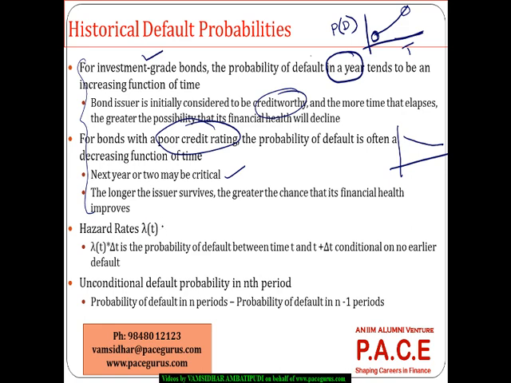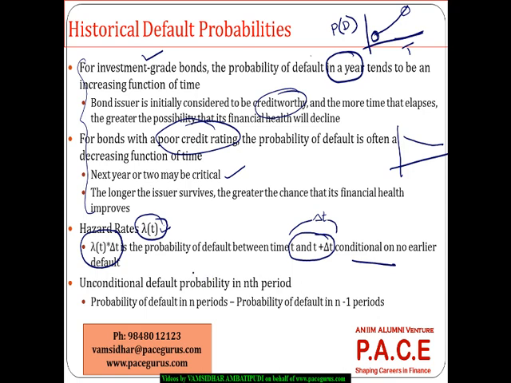Then, the hazard rate. If I have to introduce the hazard rate, generally represented by lambda t, it is selected in such a way that lambda t times delta t, which is the small time period, gives the probability of default of a particular company or bond between time t and t plus delta t. This is conditional on no earlier default. Assuming that the default has not occurred earlier, we are trying to find the possibility that the default will occur between time t and t plus delta t. That is what we call the hazard rate.